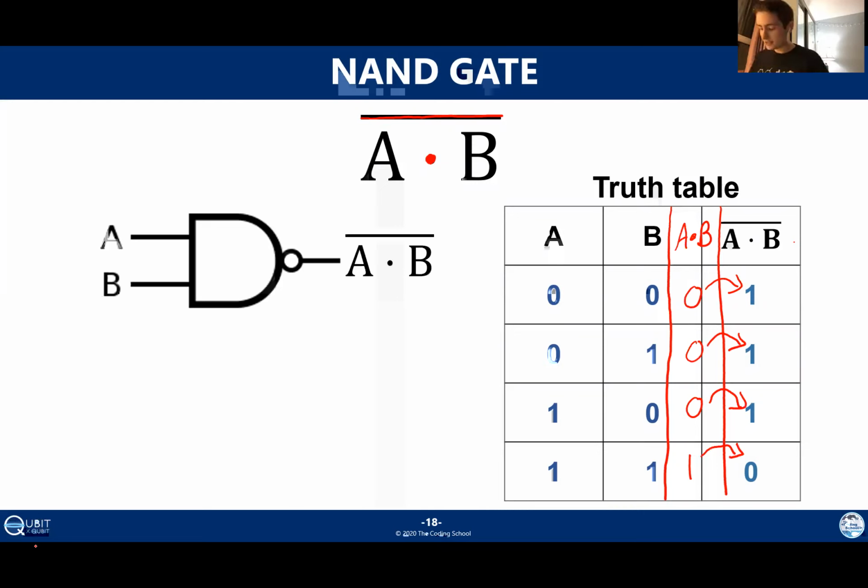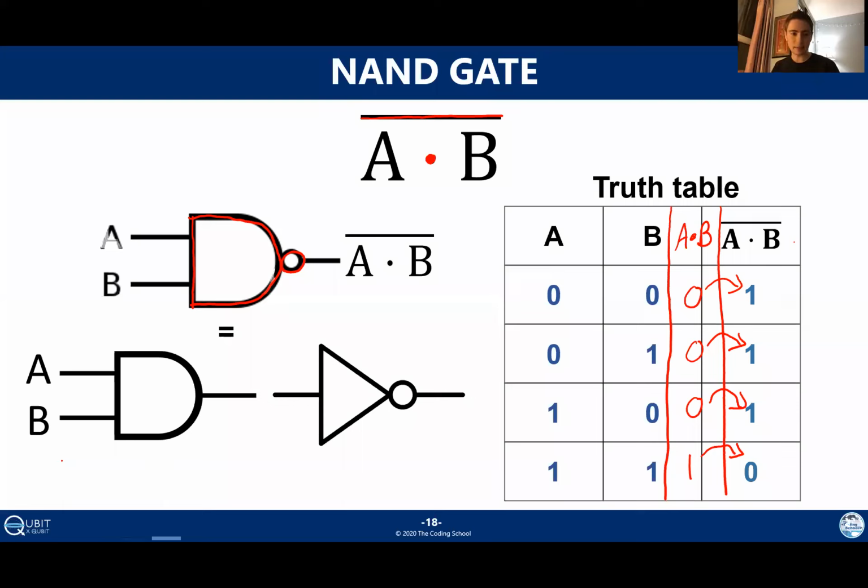The circuit representation looks like this. So again, it's the capital D shape that we saw for the AND gate. The difference now is that we have a circle at the end. Remember, before I said the circle is associated with the NOT gate. And so this gate is literally equivalent to an AND gate followed by a NOT gate. It is exactly the same thing. We basically just shorten this whole thing by putting the circle on the end of the AND gate.